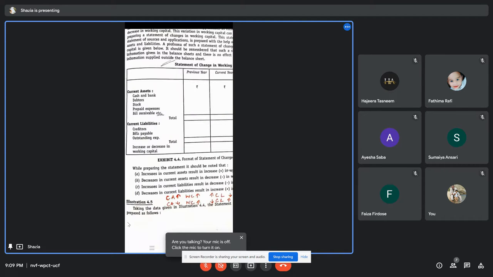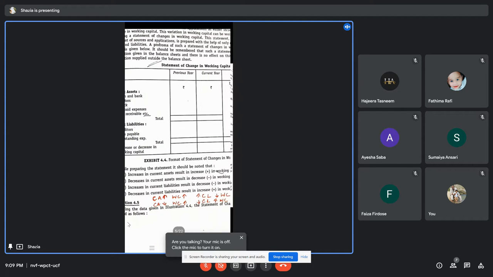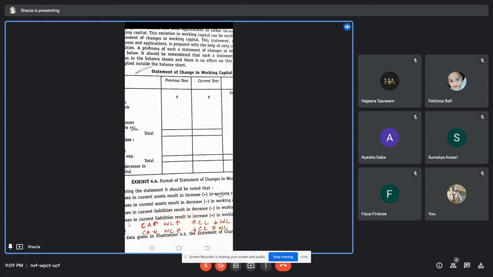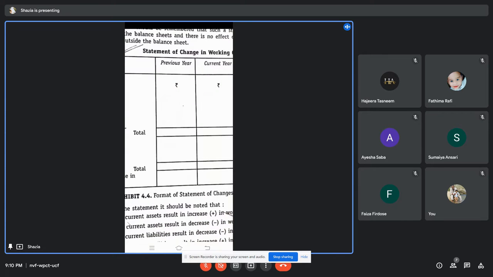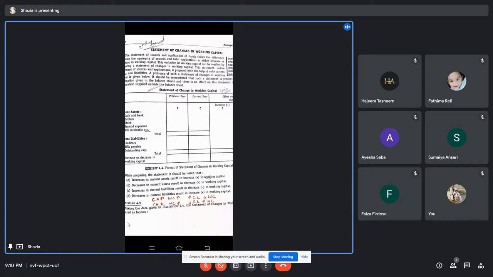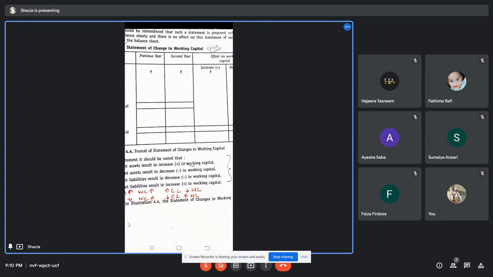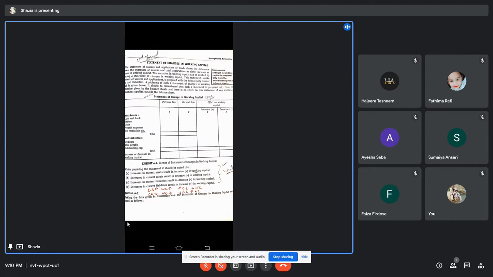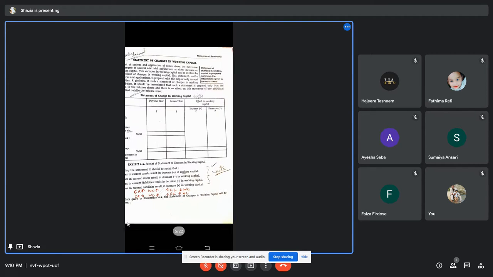Now comes decrease. Decrease in current assets results in decrease in working capital. Now in this case, previous year it is 20 rupees, current year it is 10 rupees. Always you should consider the amount of the current year. So the current year is lesser. Previous year it is 20, so take the difference: 20 minus 10 is again 10. But where are you going to take this difference? You're going to take it in the decrease column, not the increase column. We are talking about current assets only. Decrease in current assets results in decrease in working capital. So the difference you should take in the decrease column.